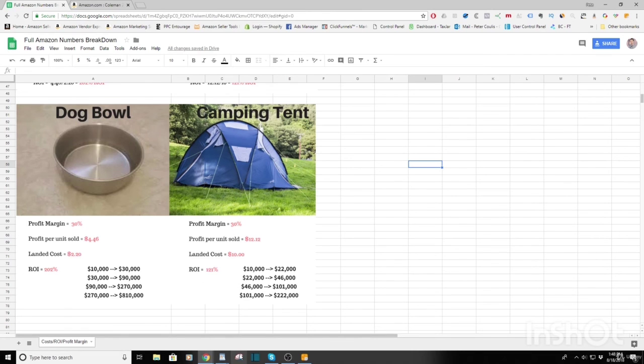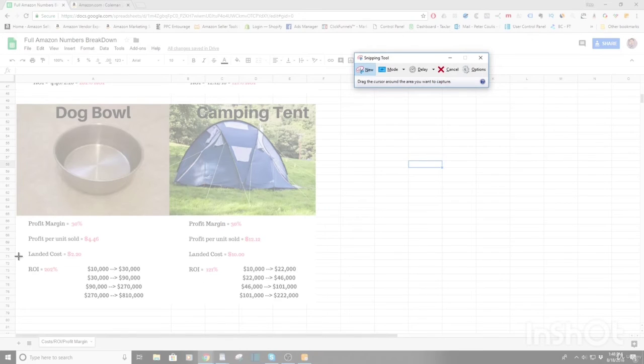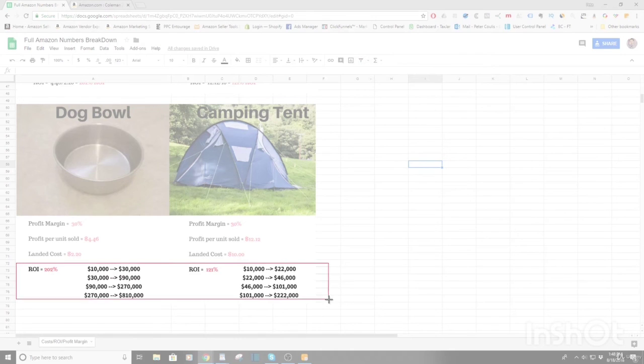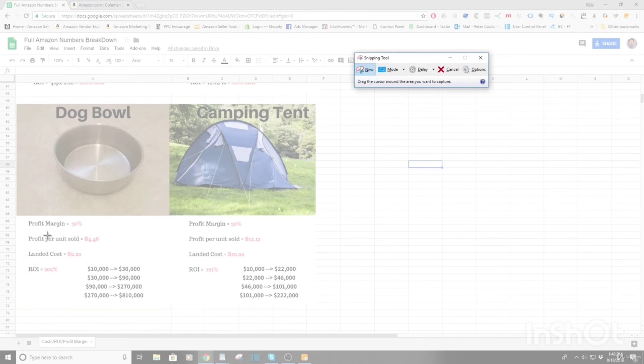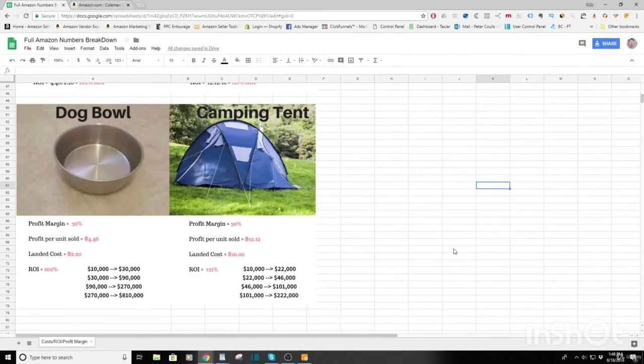This right here is absolutely insane. This dog bowl is going to allow you to scale and profit so much faster than this camping tent. Okay, this camping tent is going to be a lot more cash flow intensive, a lot more capital intensive on your end. This dog bowl is going to cost you less money and make you more money. You know, it's absolutely insane.